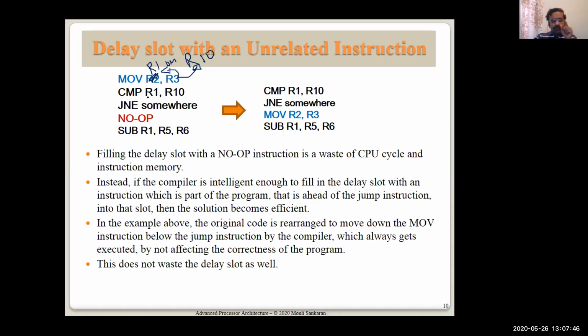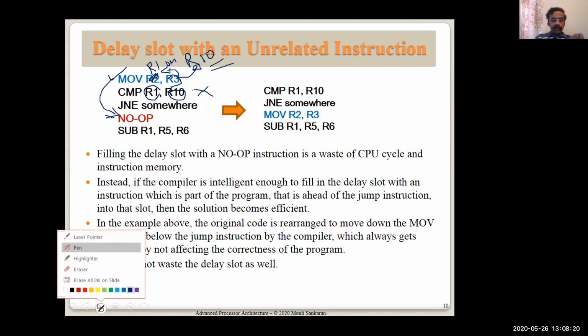So if this move instruction was like this, can it be moved here? I am sure you will know it's not possible, because compare is performing a comparison with these two register values. If it is moved here, compare is not going to have the new value which was in R3 and is moved into those registers. So it is not an independent instruction.